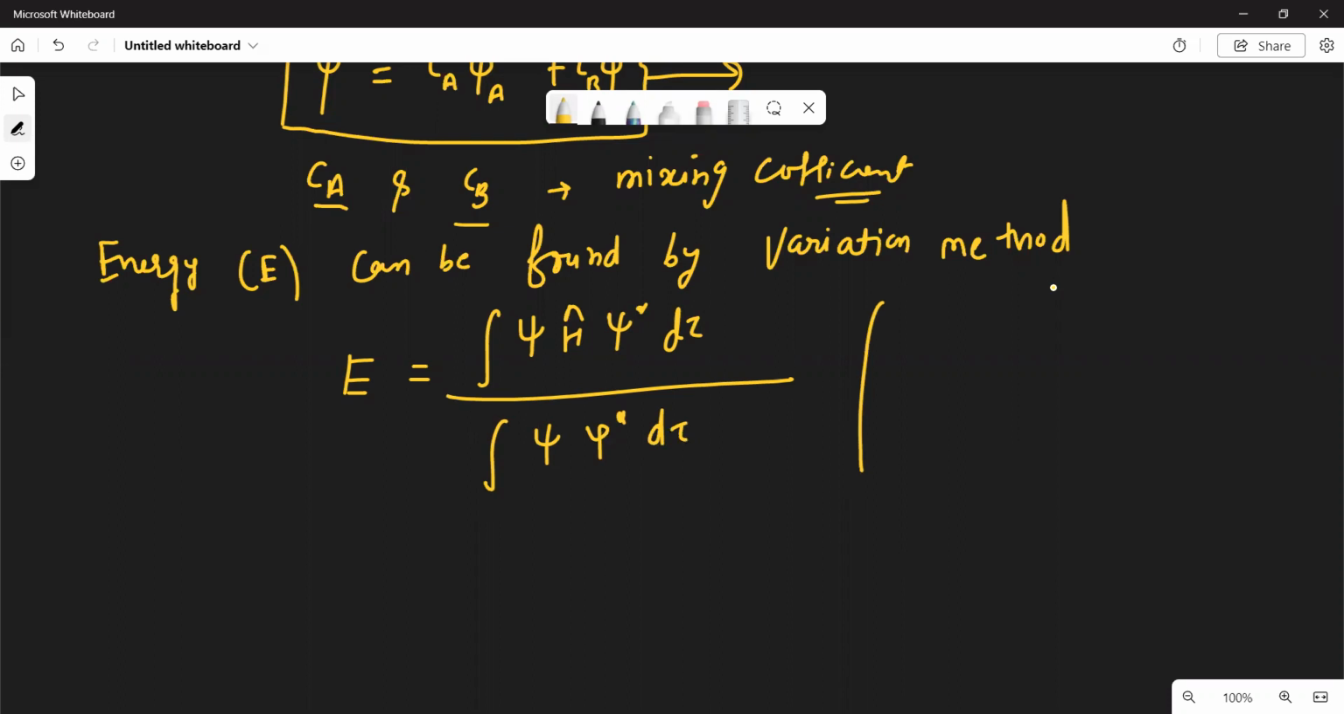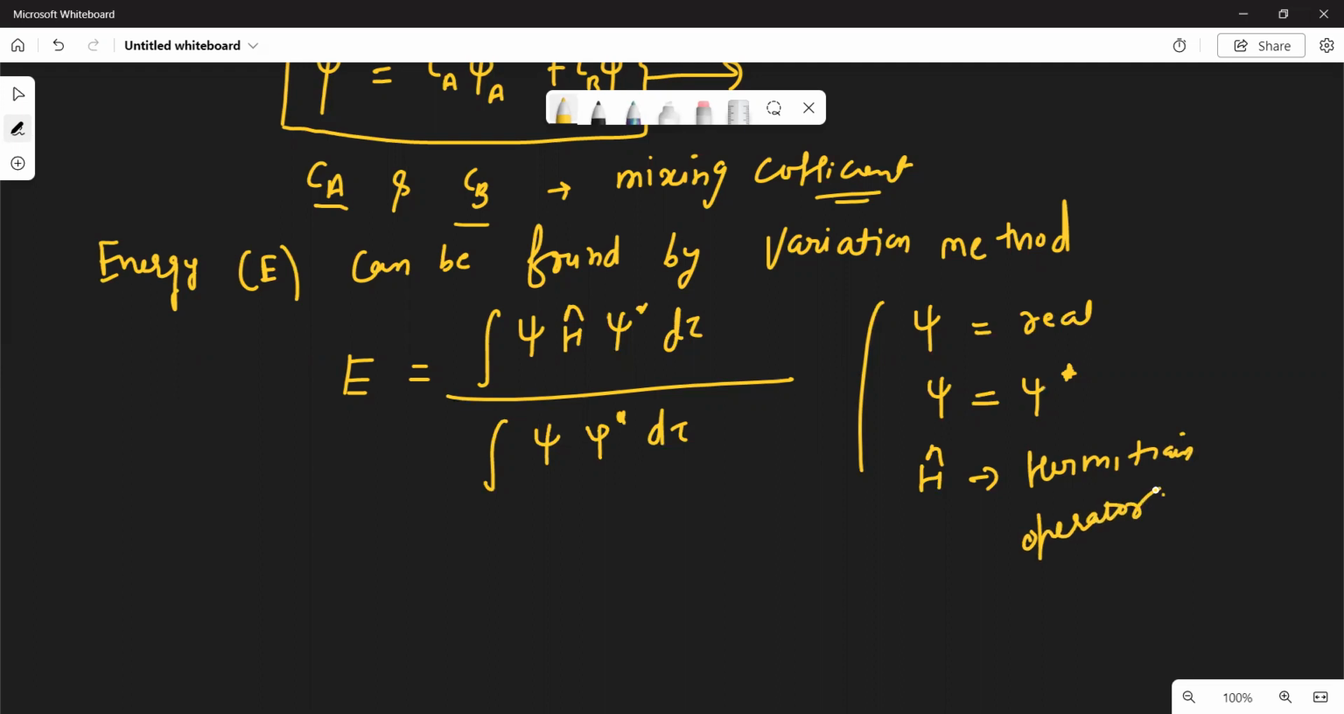Here we are considering that our wave function is real. If it is real, then psi will be equal to psi star. And one more thing, the operators are Hermitian operators. If this is a Hermitian operator, then it will follow the Hermitian equation.